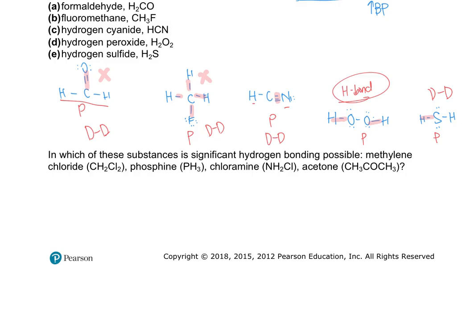It wants to know which of these molecules has hydrogen bonding. Once again, you're going to need to draw it. So here we're going to draw. We have carbon bonded to some hydrogens and some chlorines.